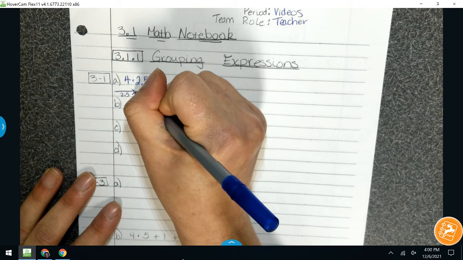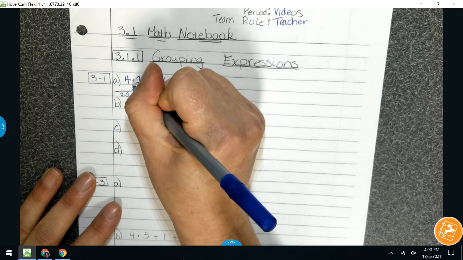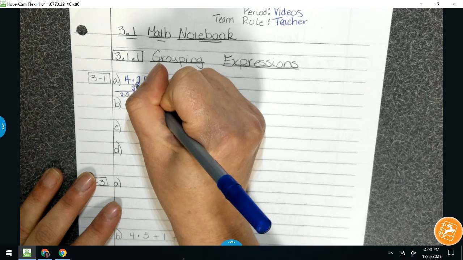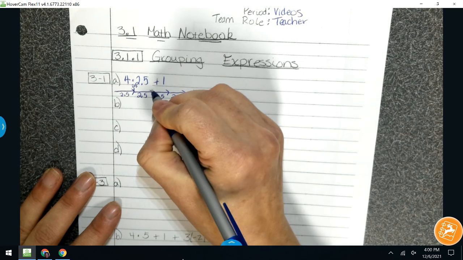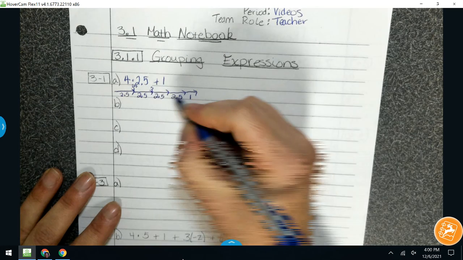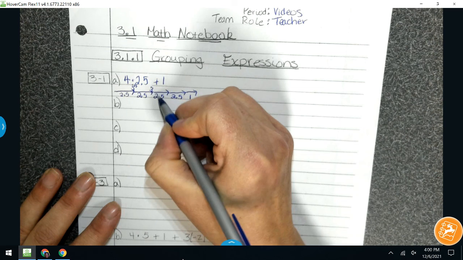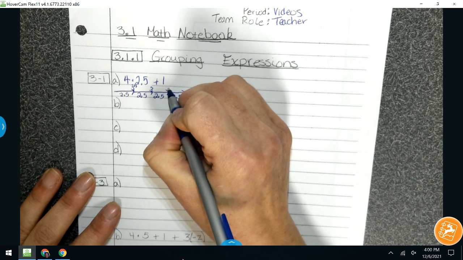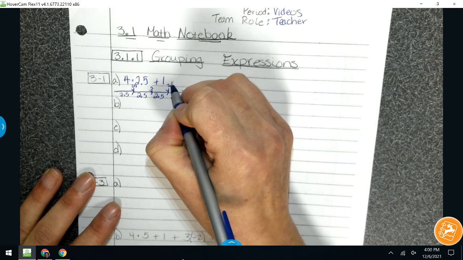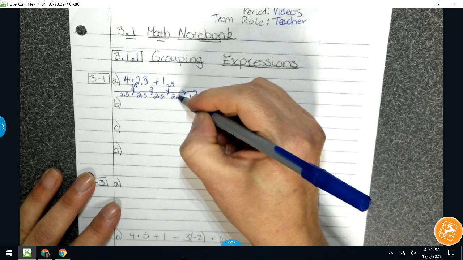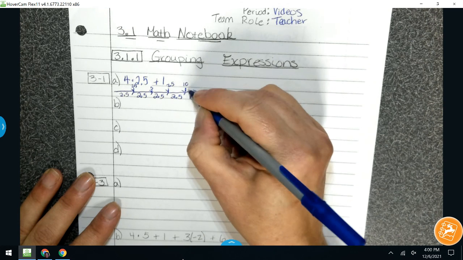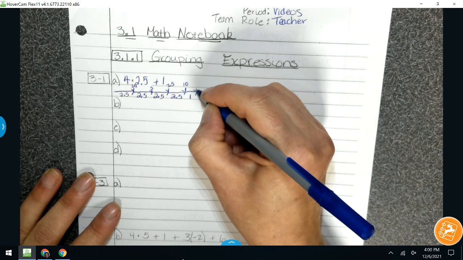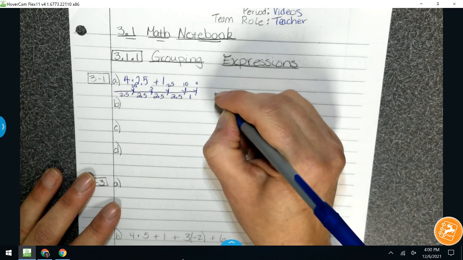So 0 to 2 1/2 is 2 1/2. Plus 2 1/2 plus another 2 1/2 is 5. 5 plus another 2 1/2 is 7 1/2. 7 1/2 plus another 2 1/2 is 10. 10 plus 1 is 11. So he went 11 feet.